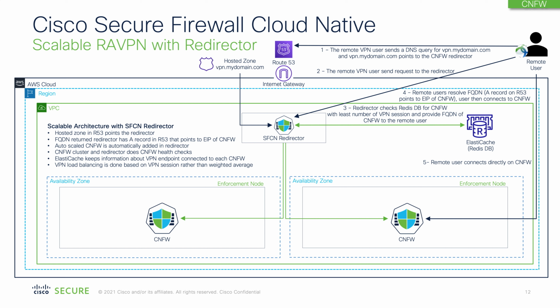Information about the new EP is also shared with Elastic Cache, so that Elastic Cache can provide information on how many VPN users are connected to each EP, and then SFCN redirector will load balance traffic based on VPN sessions.